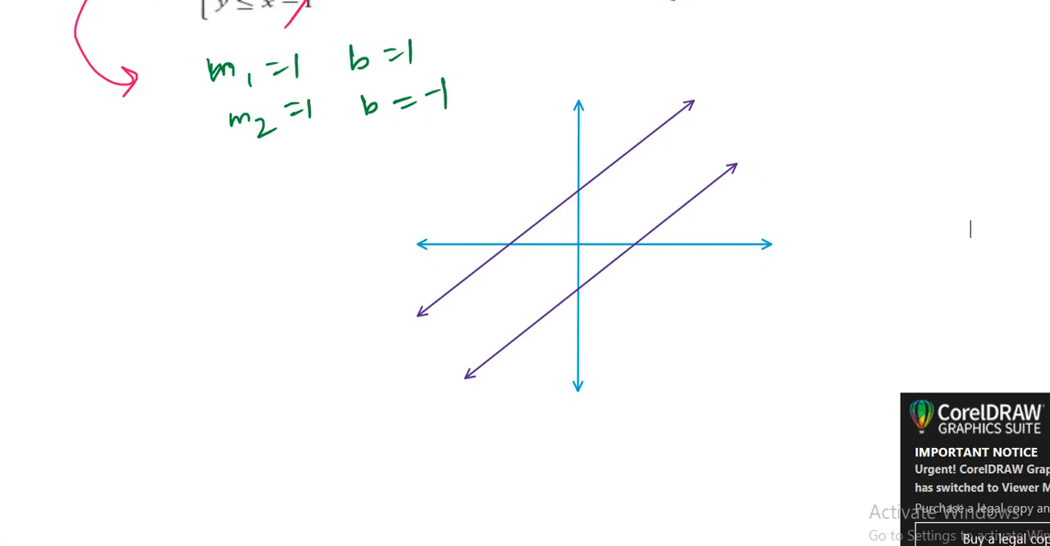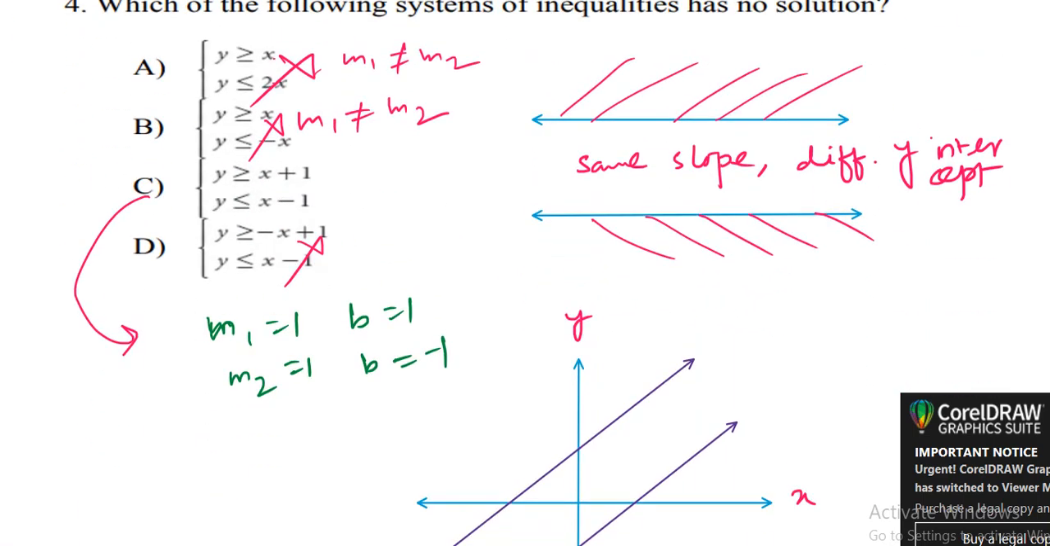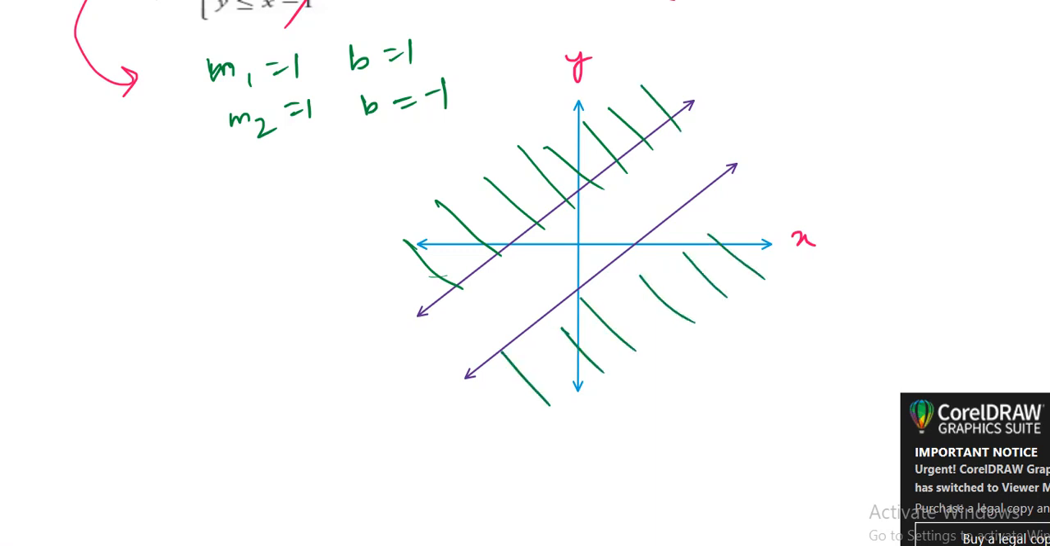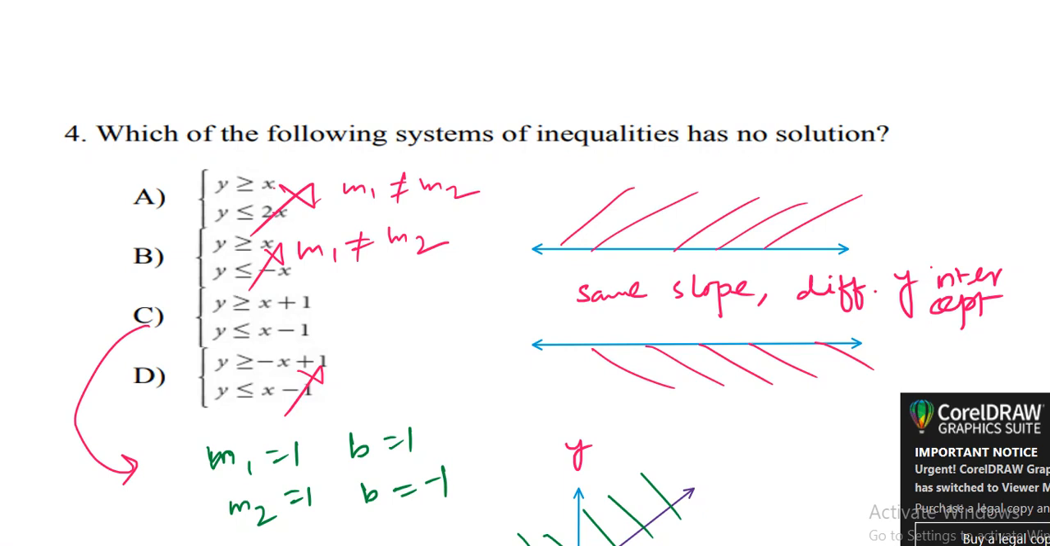This is the y-axis and this is the x-axis. For option C, the graph is in this way. Okay, so there is a shaded region and there is also a shaded region. This system has no solution. So what will be the correct option here? Option C will be the correct option.